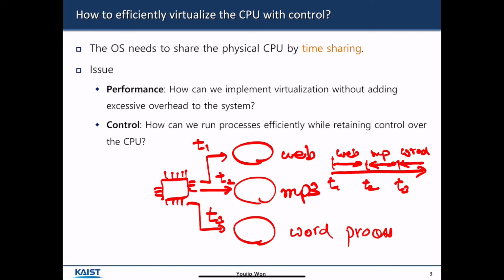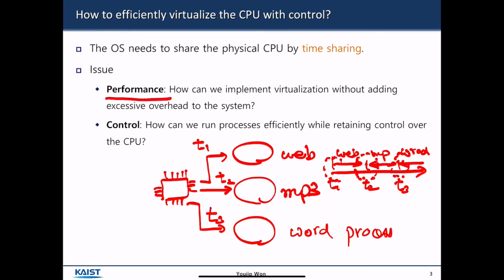The problem here is that at t1, t2, and t3, we have to switch the execution from the web server to the MP3 player, and from the MP3 player to the word processor. How we can switch the execution of a process from one to another is an important concern, and it has to be implemented in a very efficient manner. That's what we call performance.